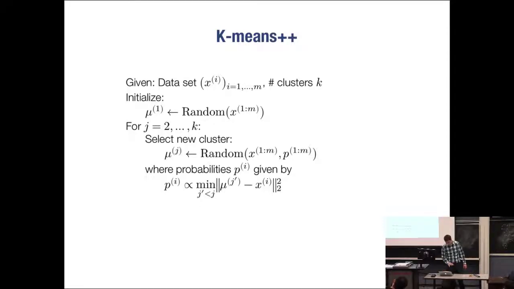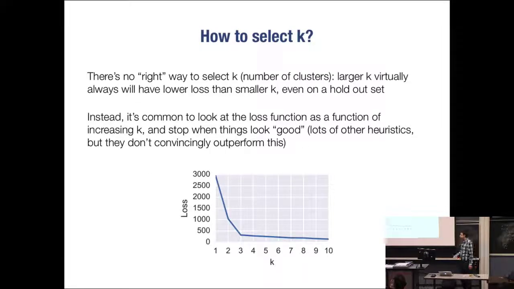Okay, now let's get back to one question here. Someone asked, how do we select k? The sad answer here is that there is no right way to do this. There's no answer. Unlike supervised learning, even cross-validation actually breaks down here.